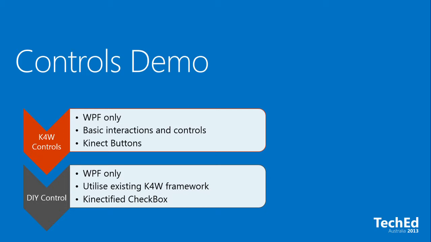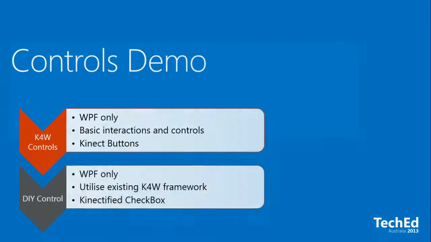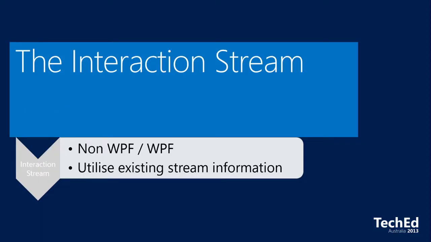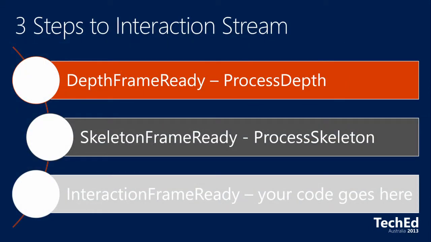So the next level of difficulty is the interaction stream itself. This is where you can still use it in a WPF application where you want to do more than what is available in those controls. But it also can be used when you don't have a WPF application. So if you've got a console application and you want to still use gestures and things like that, this is where you can use the interaction stream.